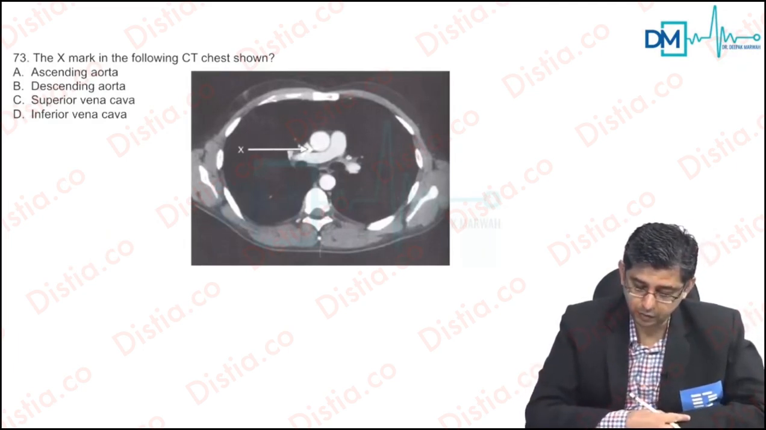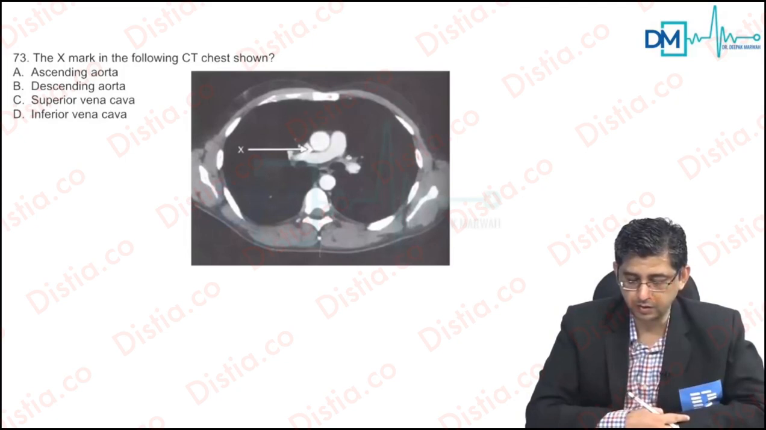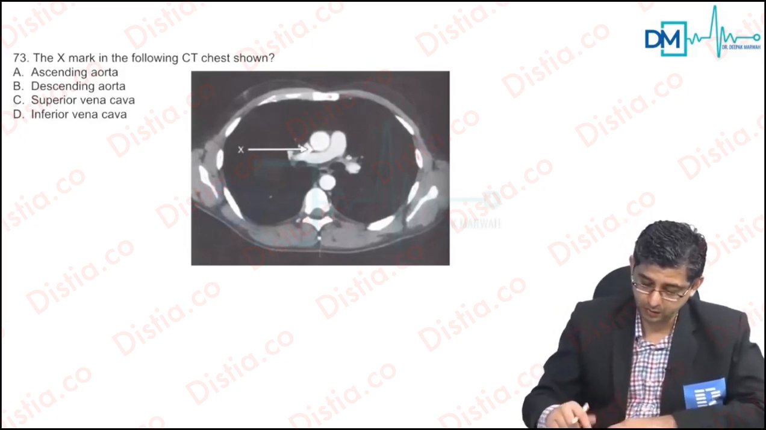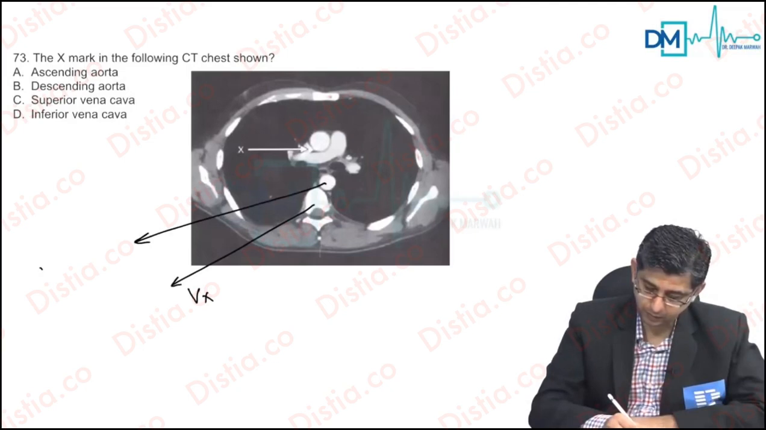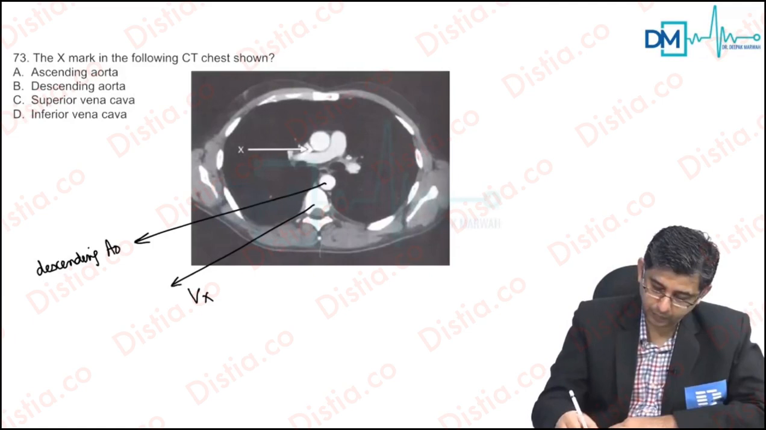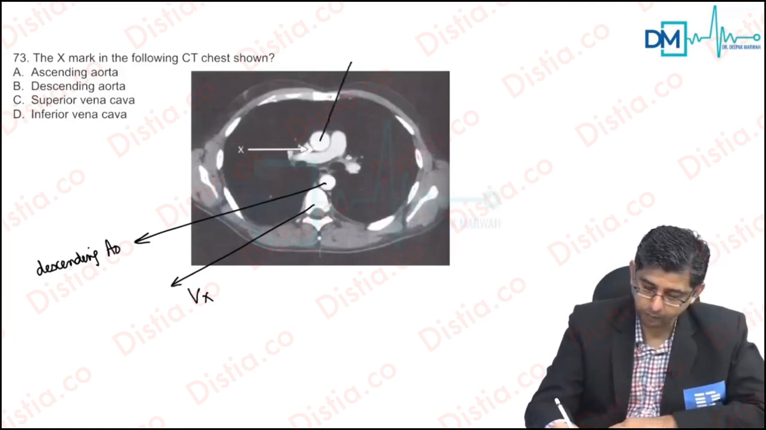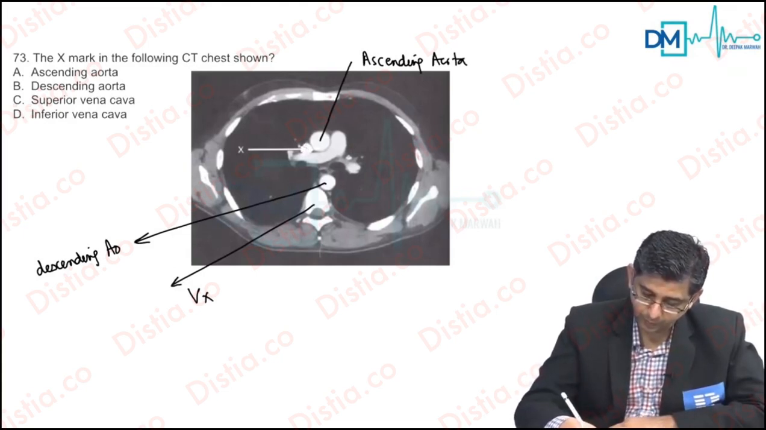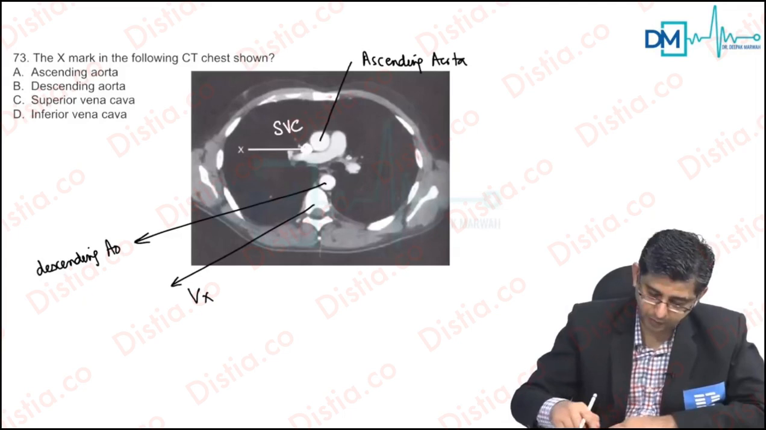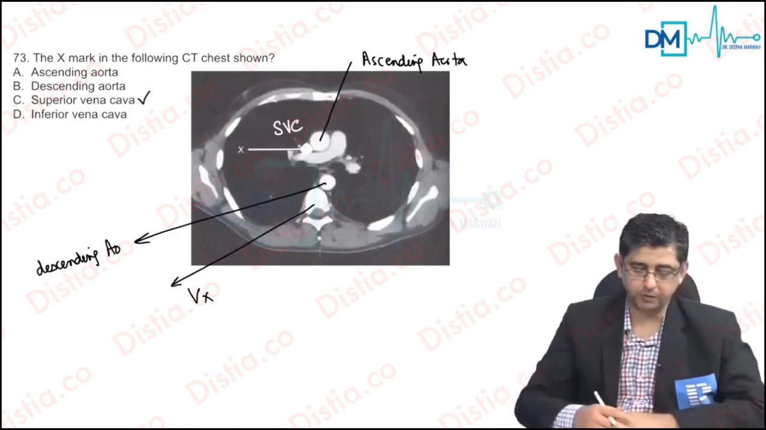What is the structure X in the CT scan referred as? This is the representation of the vertebra. This is the descending aorta. This would be the ascending aorta. And this structure, where the X is marked, this one, would be the superior vena cava of the patient. The correct answer to the question would be C, that is superior vena cava.